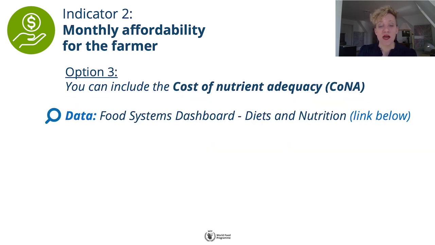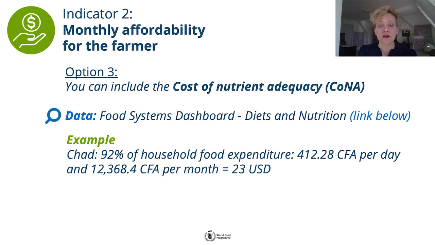So I looked up in Chad that the cost of nutrient adequacy is actually 92% of the household food expenditure, which is 412 francs per day and 12,000 francs per month, or the equivalent of around $23. So you can see here, this is how much people need to spend in order to have nutrient adequacy.